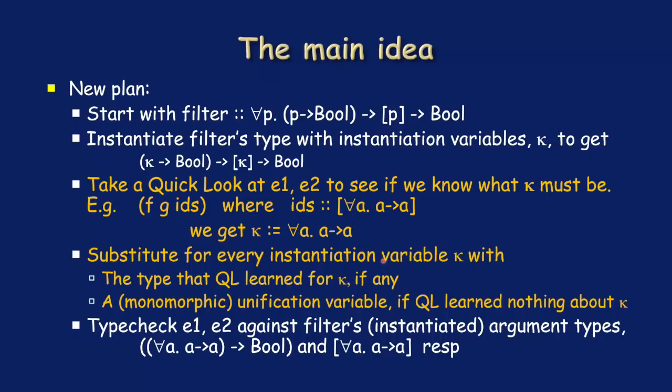What if kappa needs to be equal to two different things? Oh, well, that might be a type error. If it's got to be both int and bool, or two different for all types, it can't be equal to two different types. So that's a program with a type error.